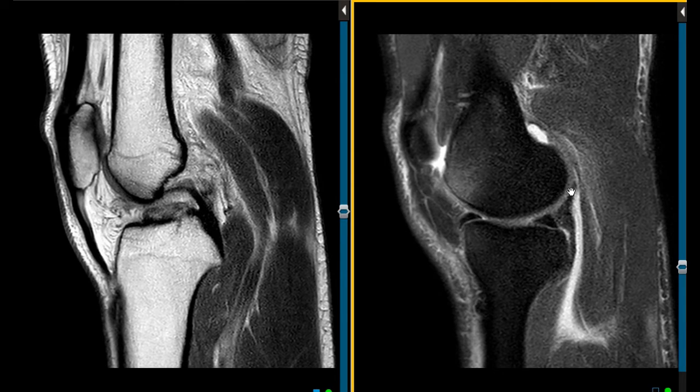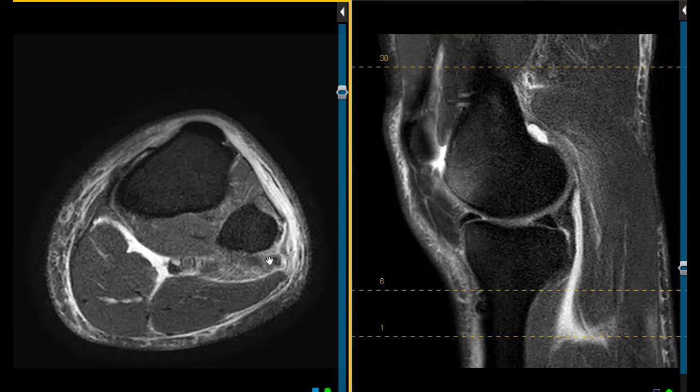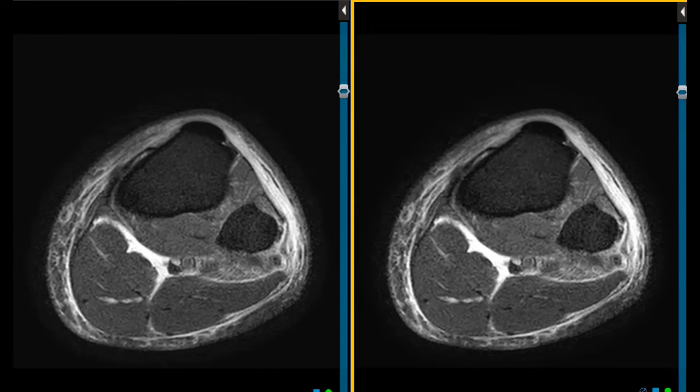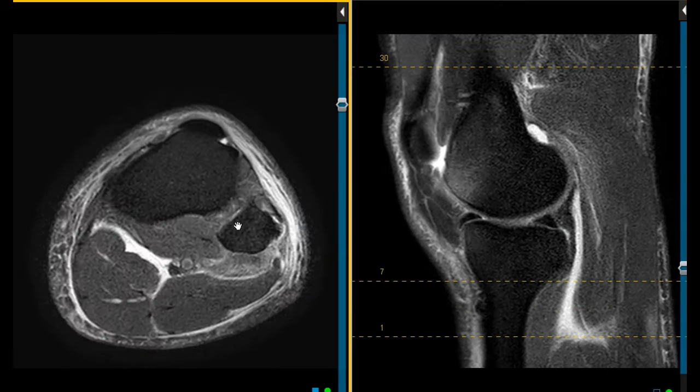Also, there's an unusual little band of fluid back here in the back of the knee we're going to look at. This is an axial view. Now, when people tear their ACLs, they usually have, or they can commonly have other findings. So one of the other findings is back over here. This is the fibula in the back lateral side.